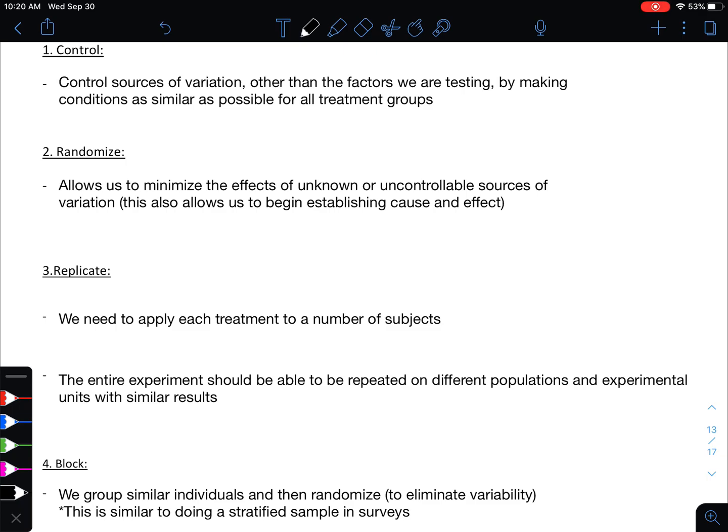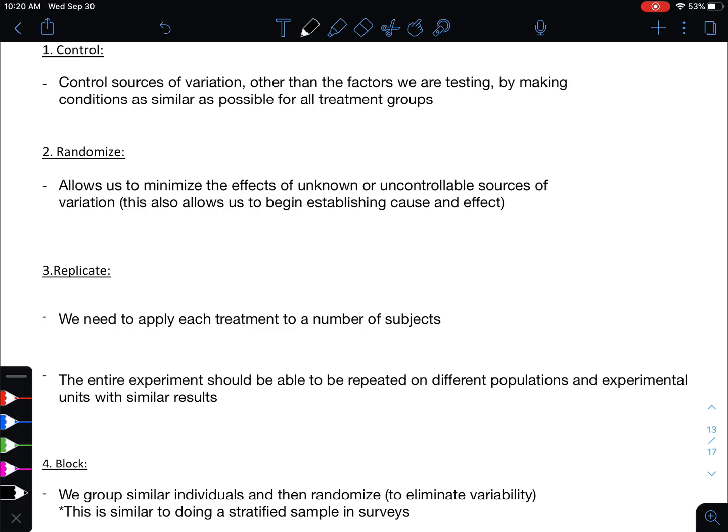The second is that we're going to randomize. This allows us to minimize any effects of unknown or uncontrollable sources of variations. And it allows us to begin establishing a cause and effect relationship. Here's the idea of randomize, is that even though you're trying to keep everything the same, there are going to be these slight differences between groups. But you can really minimize those differences as long as you randomize.